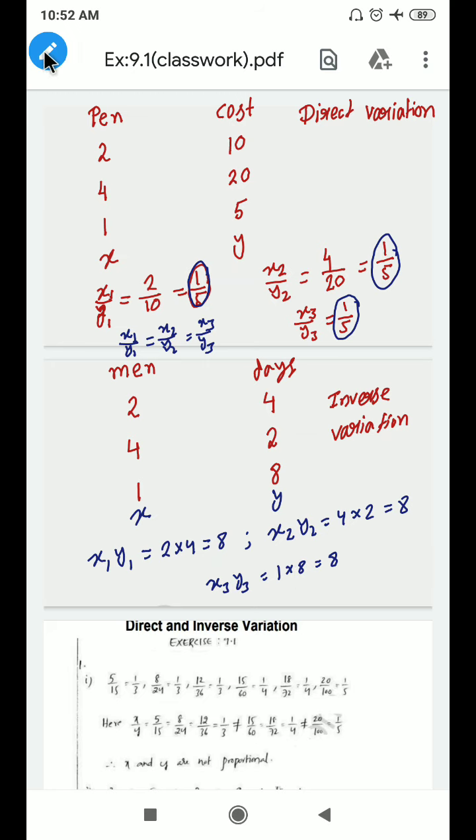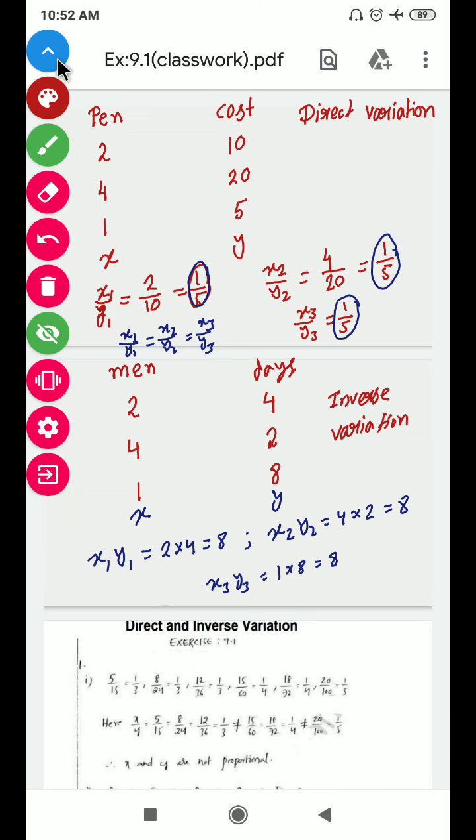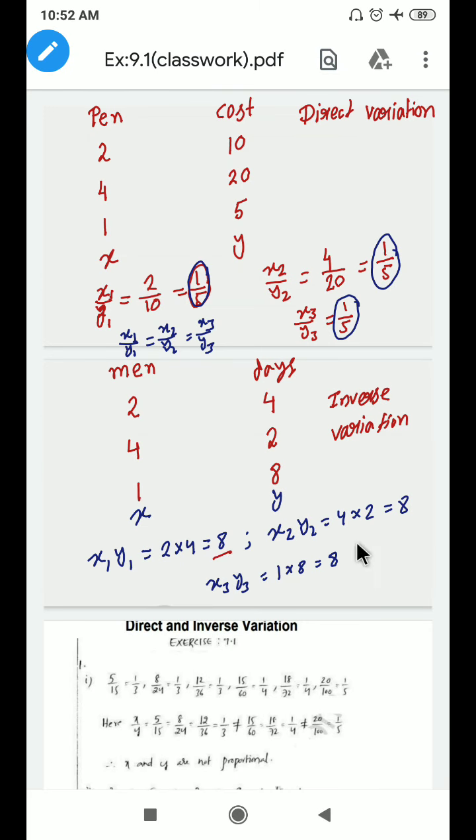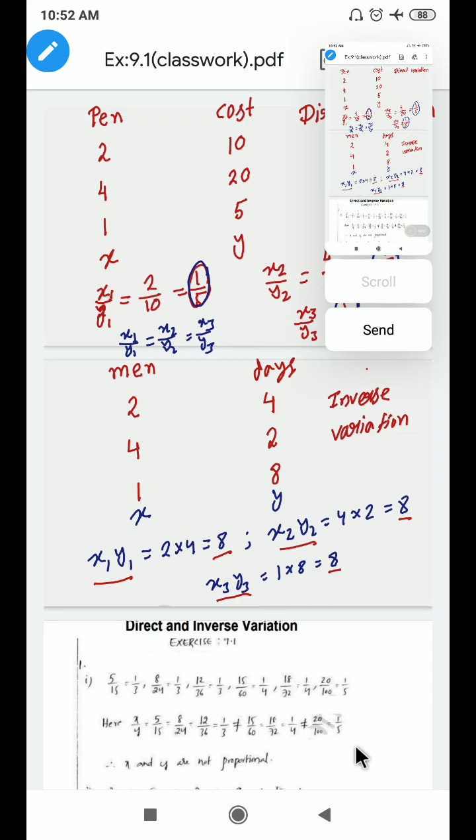Now look here, the product of these two is always 8, that means a constant number. So whenever the products are the same, the relation between these two is inverse variation, and whenever the division is the same, that means the ratio is the same, that time it will be a direct variation. Clear? Now let's go to our exercise.